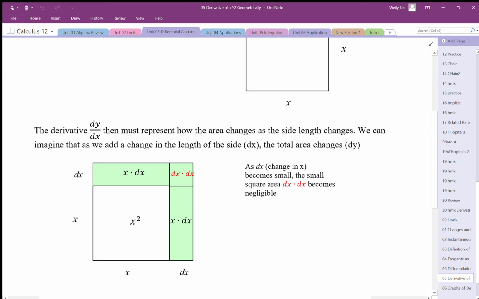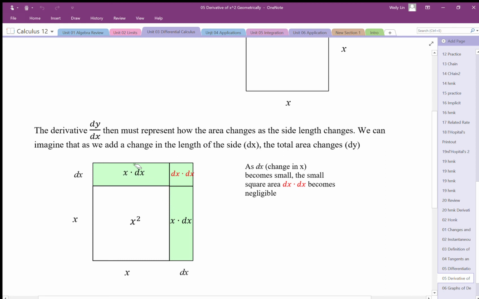Okay, so we've changed the length a little bit and changed the width a little bit. And dy by dx then is, what is the change in area as we change those x's? Well, the green then represents the change in the area. So what is the change in the area then? Well, if you take a look at it, we have these three pieces of area that represent the change.